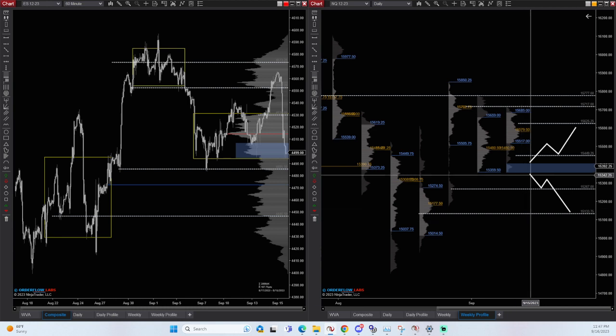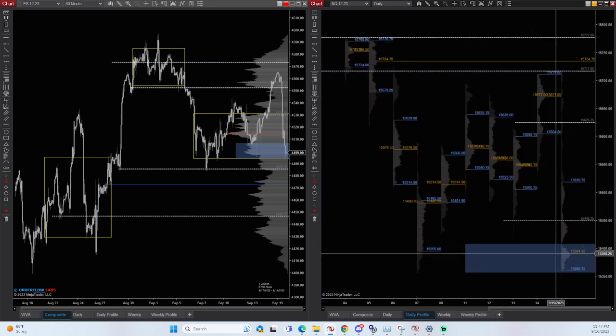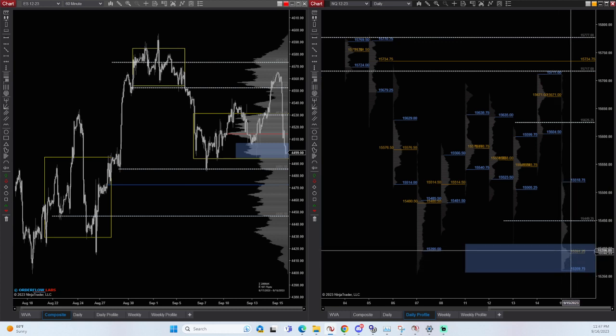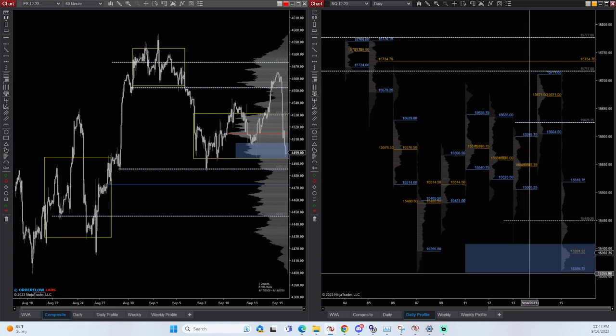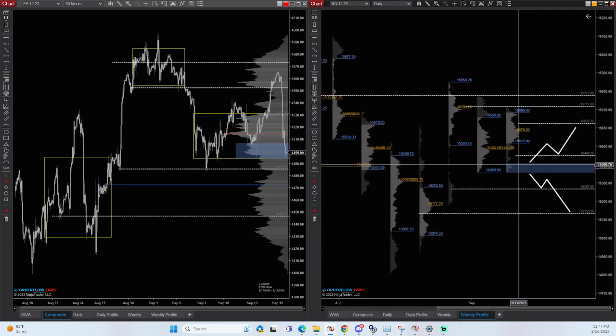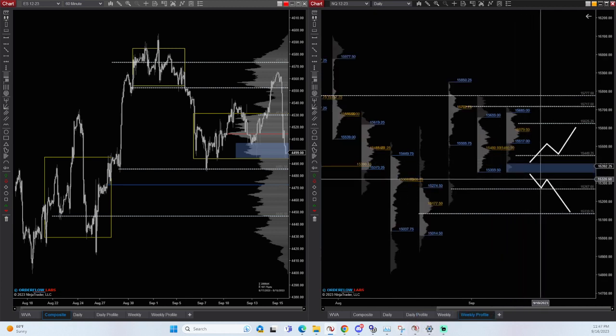Now on the NASDAQ, same scenario. Go to the daily profile. Here's our little volume node right here. So we're looking at roughly 15,407 to Friday's low about 350 area. I'm looking for a build either above or below this.